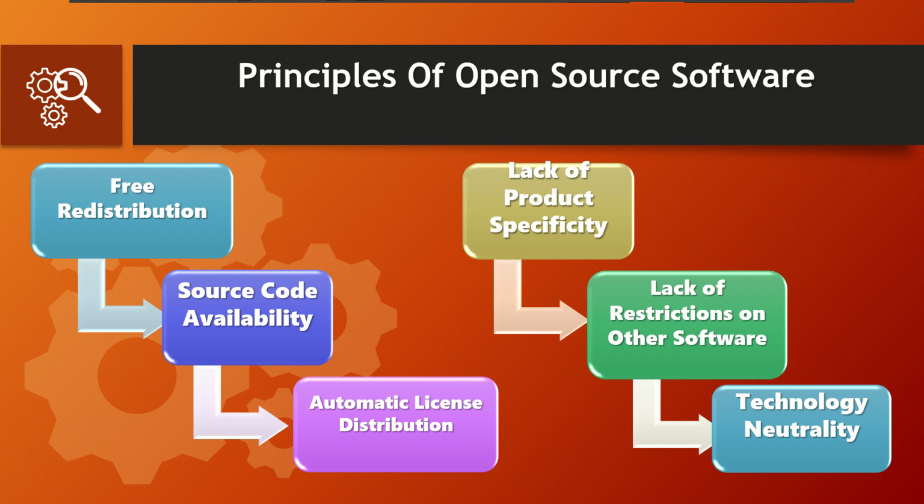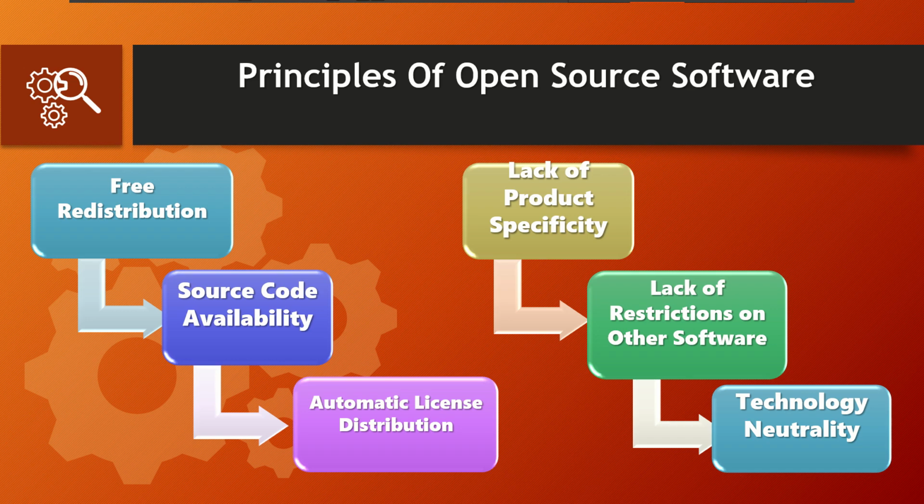The next one is lack of product specificity. The license must not require that the program be used or distributed as part of a larger program. That is, you may extract a single program from a larger collection and redistribute it alone. Then, lack of restrictions on other software. The license must not impose restrictions on other software that's distributed along with the licensed software. And the last one is technology neutrality. The license must not be restricted based on specific technologies or interfaces.